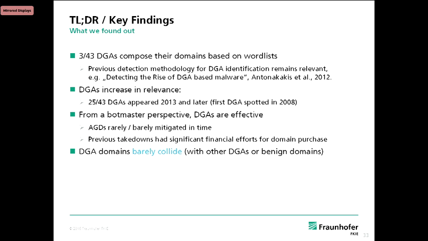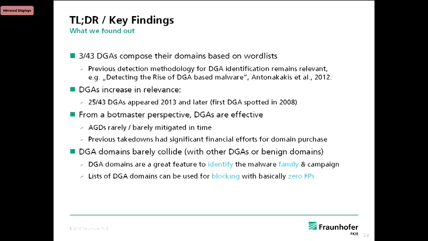We found that DGA domains barely collide, neither within a DGA nor with benign domains. Which means on the one hand, DGA domains, if you pre-generate them, are a great feature to, based on the DNS output of a sandbox run, for example, identify the malware family as well as the campaign. And on the other hand, if you don't have any collisions with benign domains, you can directly use them for blocking without having to fear a lot of false positives.